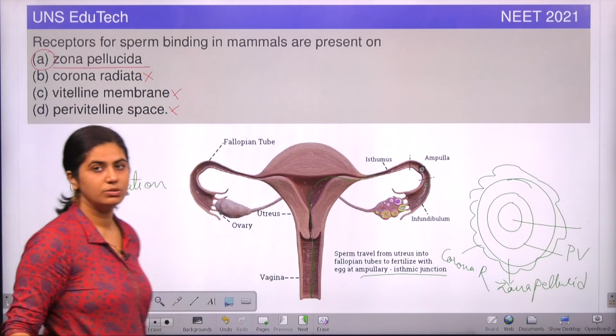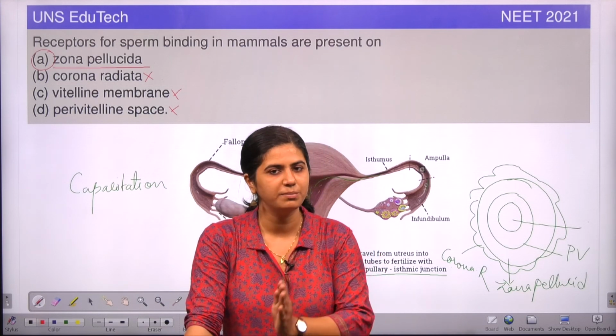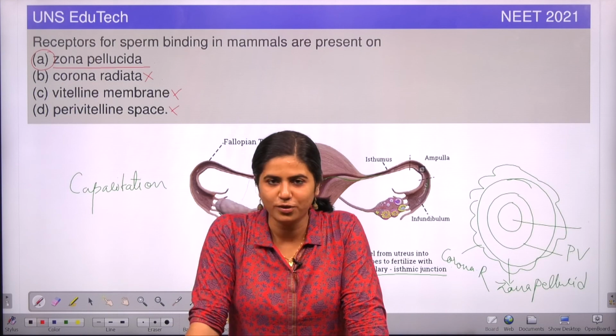The receptor present on the ovum is in the zona pellucida layer. Hope you got the concept of fertilization, the movement of the sperm, binding and forming a zygote. Thank you for watching. Happy learning.